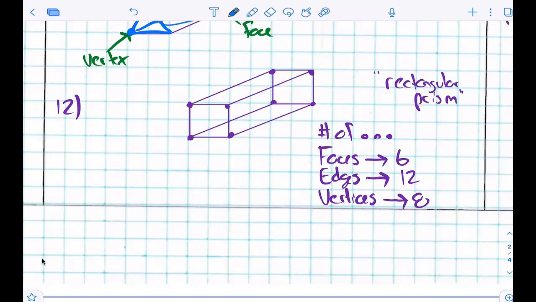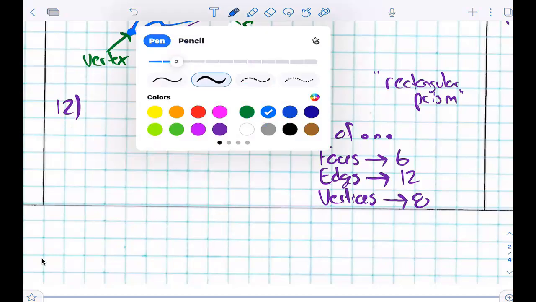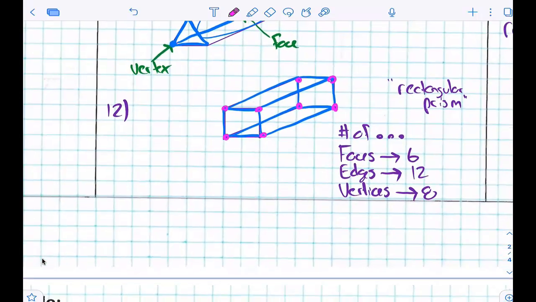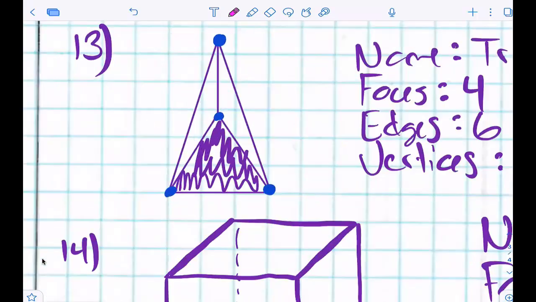Okay, can you guys count the edges with me? You ready? Count when I trace. 1, 2, 3, 4, 5, 6, 7, 8, 9, 10, 11, 12. It has 12 edges, yes? Yes. And then vertices, we probably would want to do the same thing, right? We just count as we find them, so that's 1, 2, 3, 4, 5, 6, 7, 8. Got it? Yes.